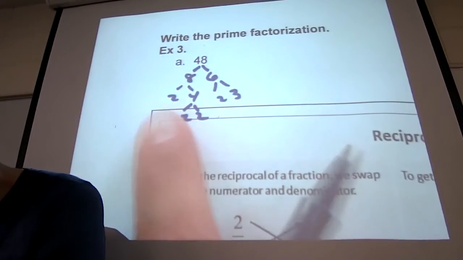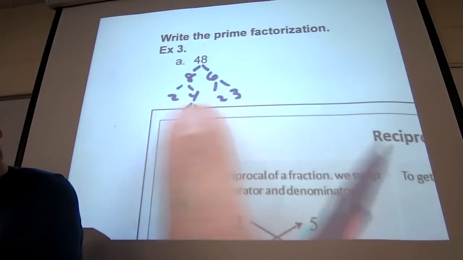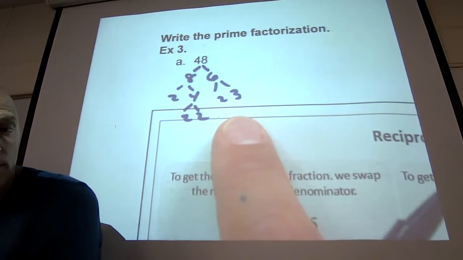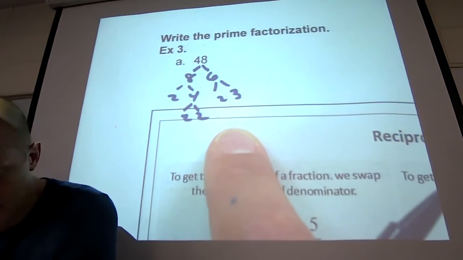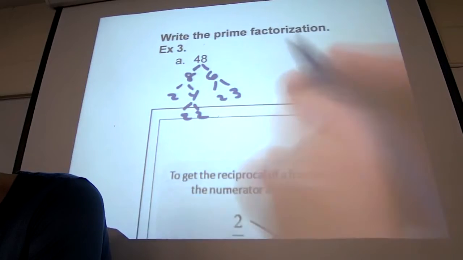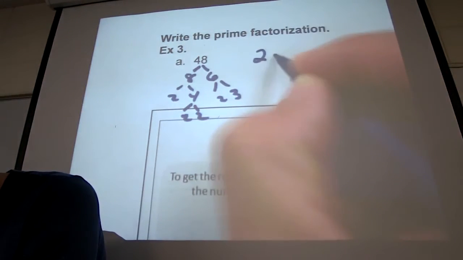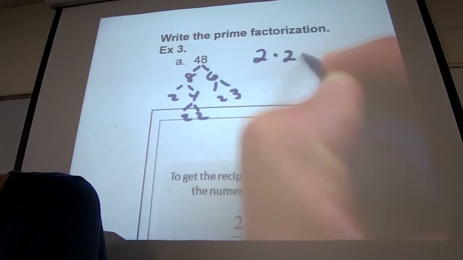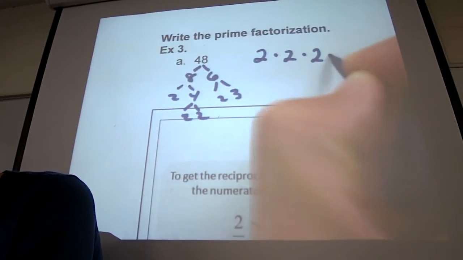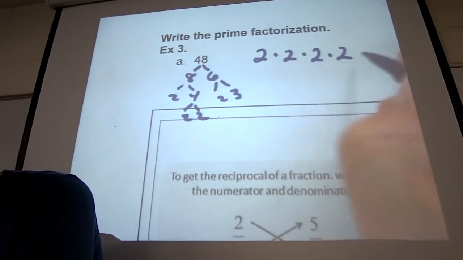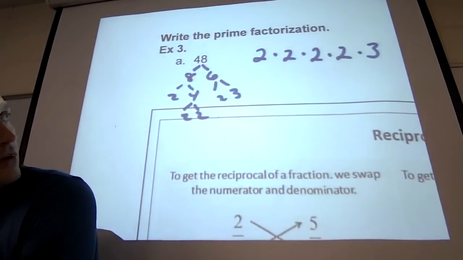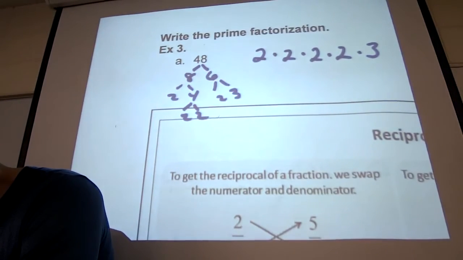All right, so I got 2s and a 3. Now, all of these numbers are prime. 2s and 3s are prime, so I know I've broken those down all the way. Okay, so prime factorization, I write what I got. I got a 2. I got a 2. I got another 2. I got another 2. And I got a 3. So I've broken that down all the way.